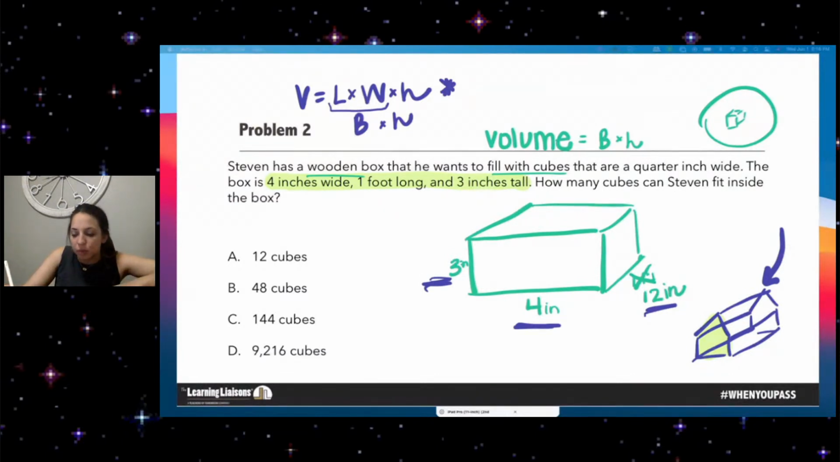Well, a lot of times people assume that this measurement right here, let me change colors, is your height. Well, that's because that's how tall the shape is because of the way it's oriented. But height is the distance between your two bases. So this is actually your height.